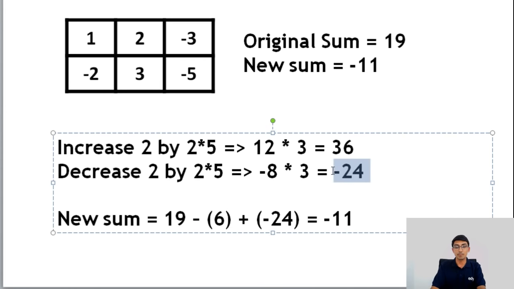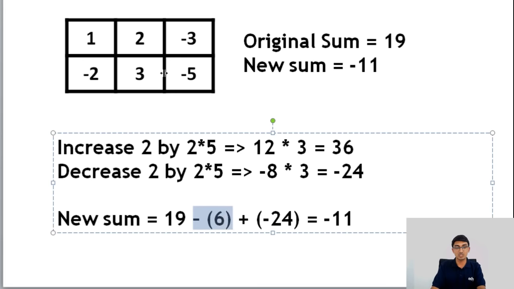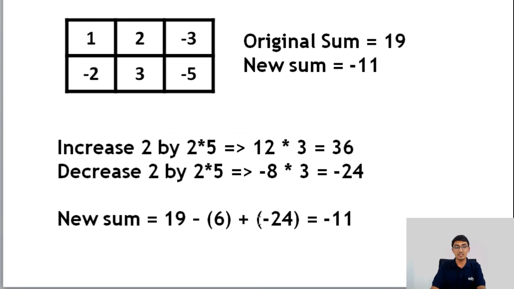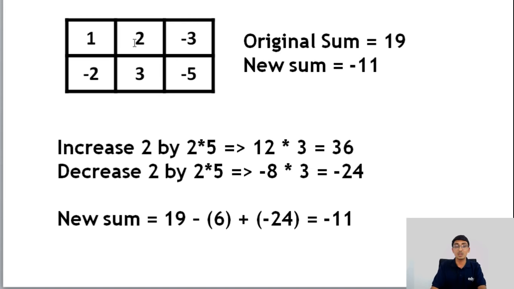We will choose -24. So we remove the previous sum. The previous sum was 6, 2 into 3. We add the new sum, which is -24. So 19 minus 6 minus 24 is 19 minus 30, which is -11. So -11 is better than the -1 that we had got. So for now, if we attack 2, it is better for us than attacking 1.